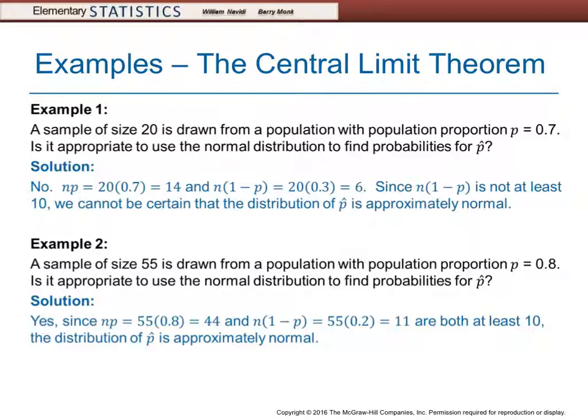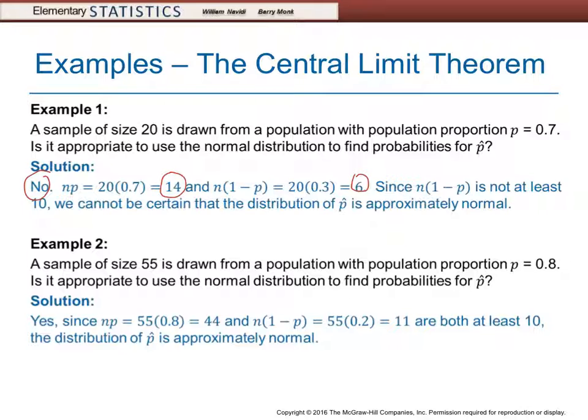So here are some examples where the central limit theorem may or may not apply. A sample size of 20 is drawn from a population with a population proportion equal to 0.7. Is it appropriate to use the normal distribution to find the probabilities for p hat? The answer is no, because n times p is okay, it's equal to 14, but n times 1 minus p is equal to 6, and that's below 10. So in that particular case, we cannot use the normal approximation.